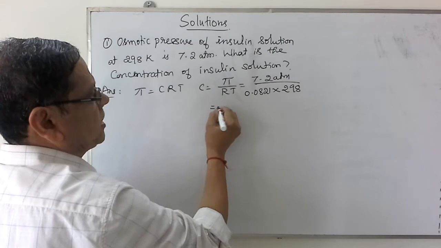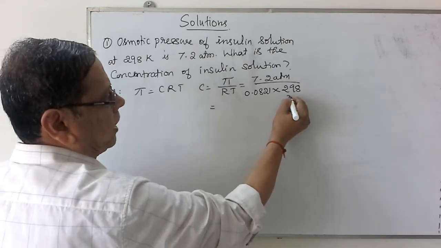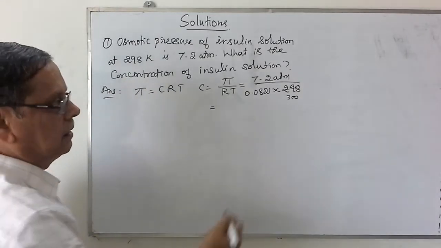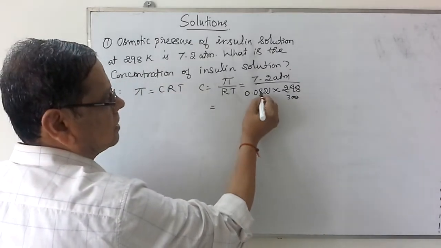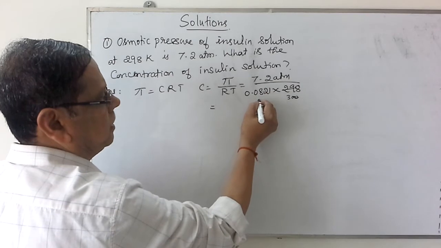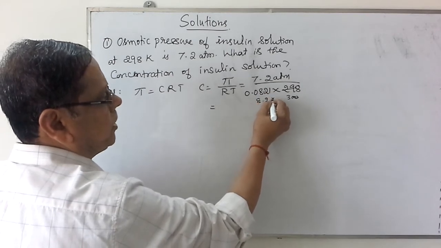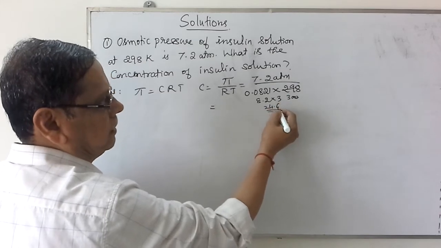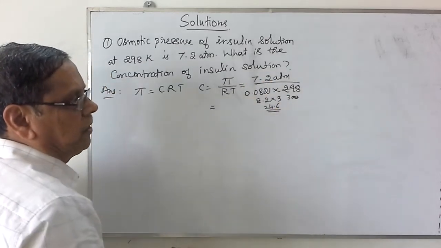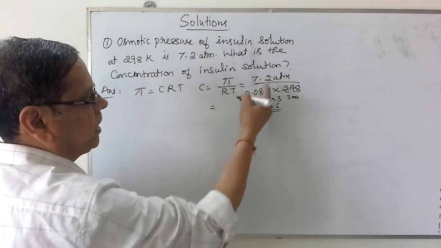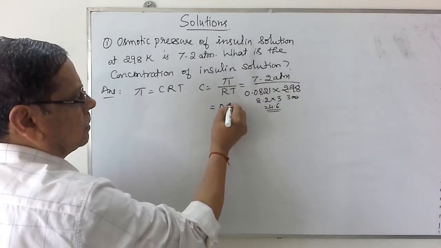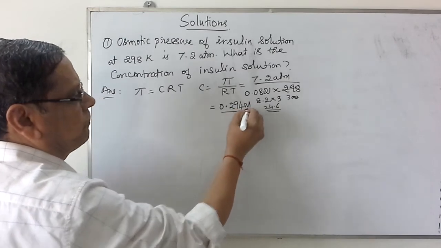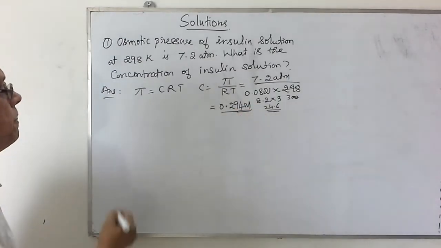So if you simplify this, if you take 298 approximately as 300 and cancel these two zeros, it will be approximately 8.2 into 3. So it is 24.6 in the denominator. 7.2 divided by 24.6 is almost 0.3. Therefore, the answer is nearest to this one. It is 0.294 molar solution.